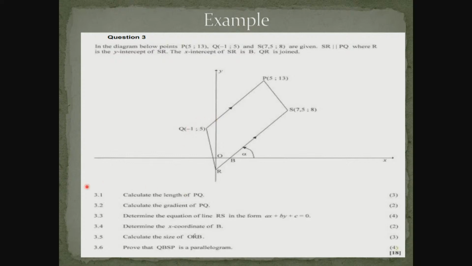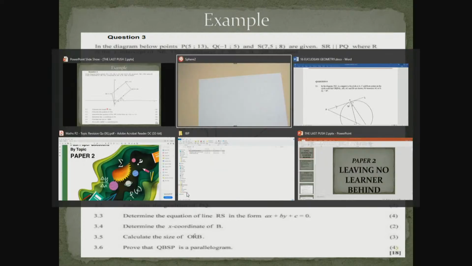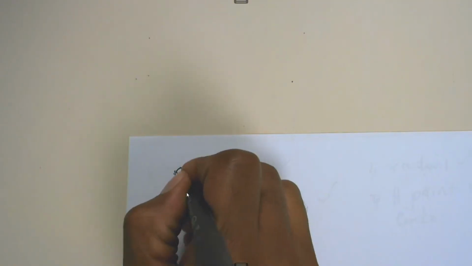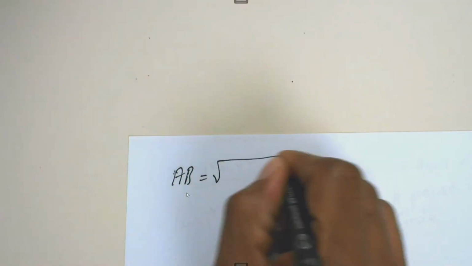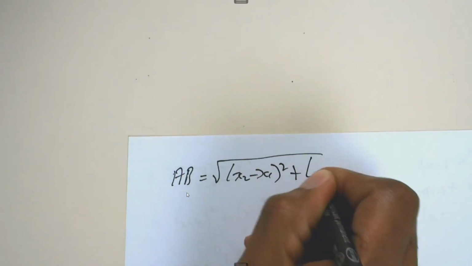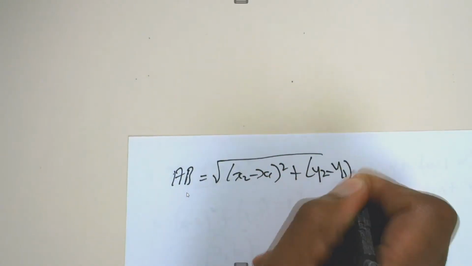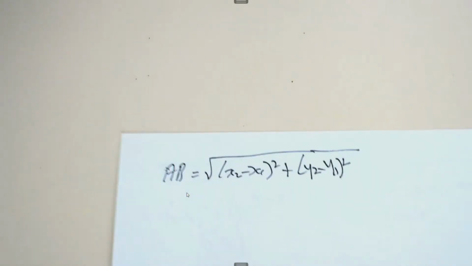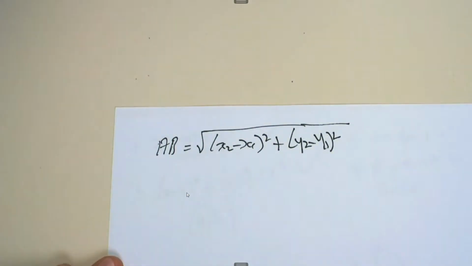Right, now before I pass the very same question, I must also say that for the very same distance, I always say, fine, this is the distance AB is equals to the square root of x2 minus x1 all squared plus y2 minus y1 all squared. This is a formula that we are using. Yes, to some extent, some of us can still use AB squared, and then after that, we can now find the square root on both sides.